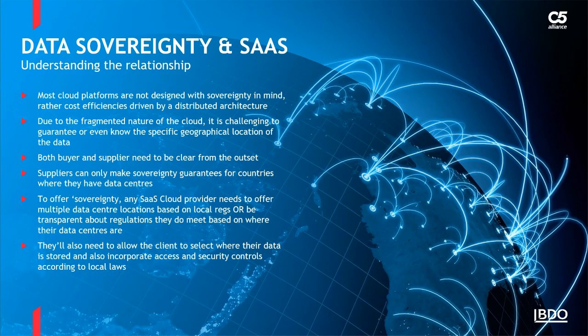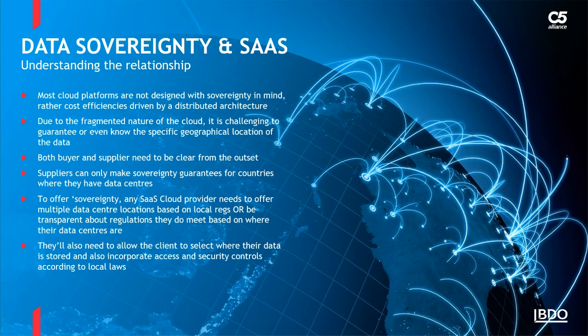So when data is being moved about and backed up in various places, it's quite hard to keep track of where it is, and that can cause issues with data protection. Because it's fragmented, it's quite challenging to guarantee or even know where the data is at any one time. So that's something that we need to be clear about from the outset. So the provider needs to be transparent about it, and the purchaser needs to be clear about what their particular requirements are, because it can really depend on context.